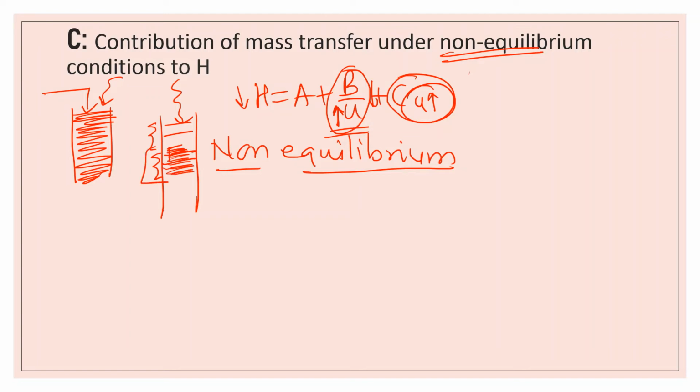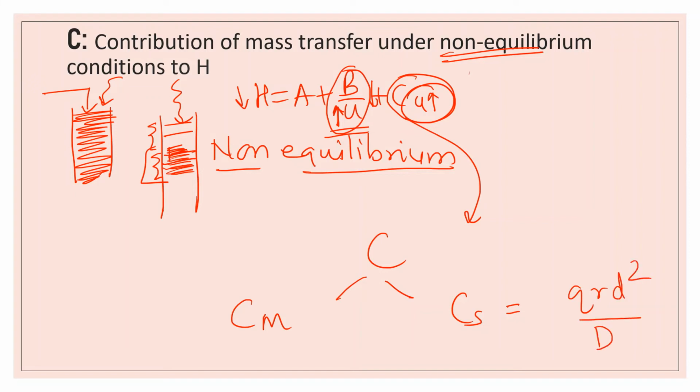Now here this C is because of mobile phase also and because of stationary phase also. Okay, so this CS is equal to QR d square by ds, whereas the Cm is equal to omega dp square by dm.